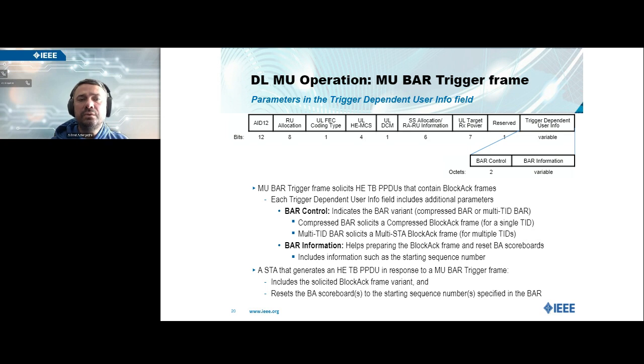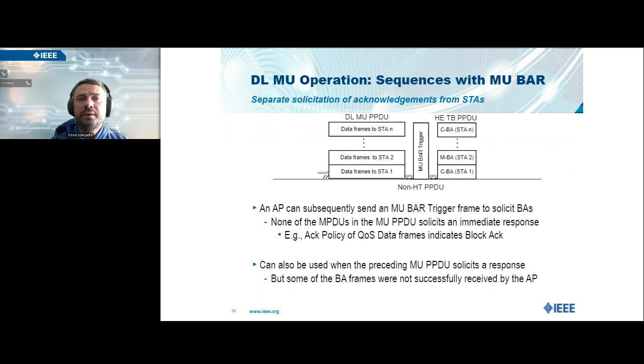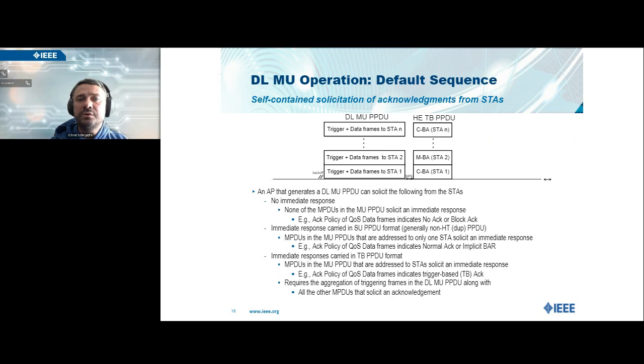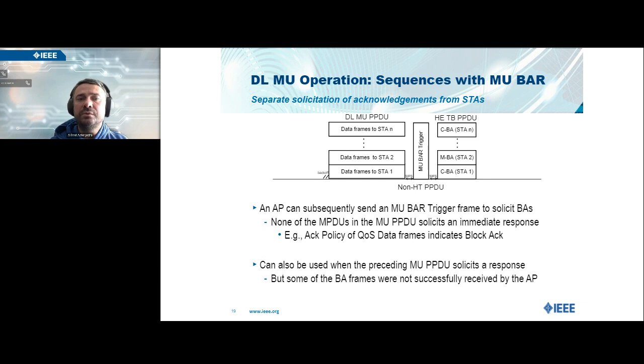So an additional noteworthy difference between the NU BAR sequence and the default one, so if we go back, is that in the default sequence, you can also solicit an ACK frame itself. So instead of a block ACK, with the NU BAR, you're not able to do that. So if station 1 was to be solicited an acknowledgement, then the access point would not be able to solicit that ACK itself, because the BAR always requires a block ACK session set up between the AP and the station.